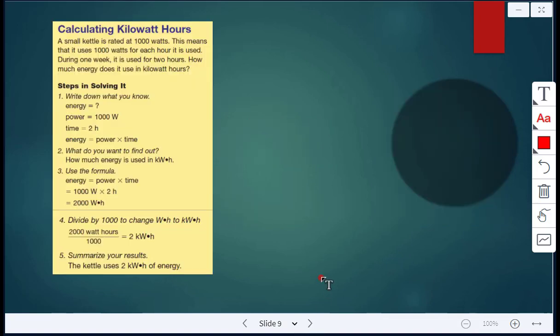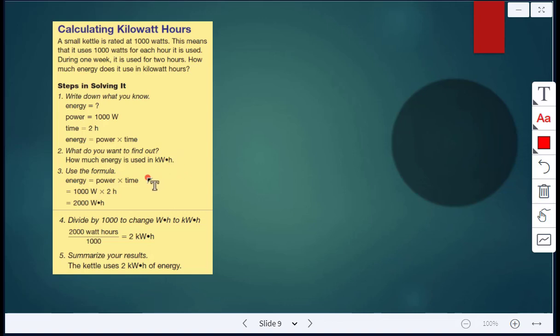All right, so here we have an example showing how to calculate kilowatt hours. A small kettle is rated at 1,000 watts. That means it's using 1,000 watts for each hour it is used. During 1 week, it's used for a total of 2 hours. How much energy does it use in kilowatt hours? All right, so start with step 1. Write down what you know. We know that the power is 1,000 watts. The time is 2 hours. And the energy is going to be power times time. We're trying to find out how much energy is used in kilowatt hours.